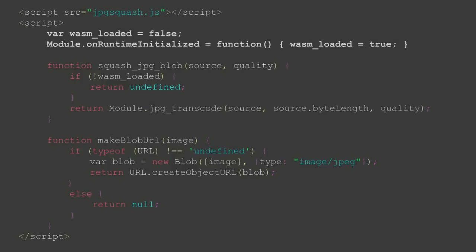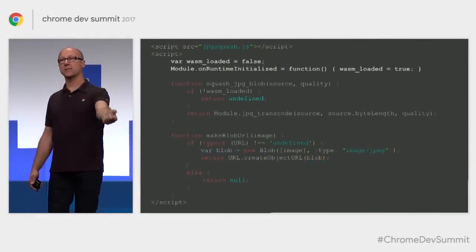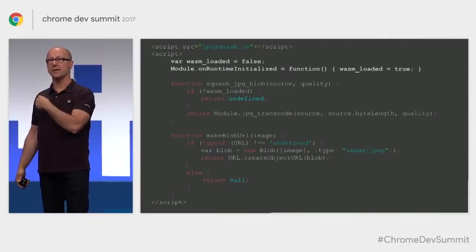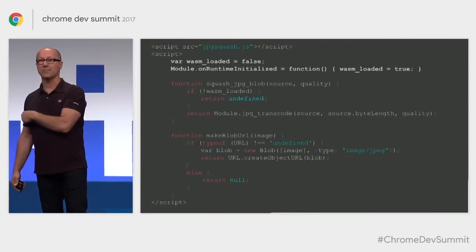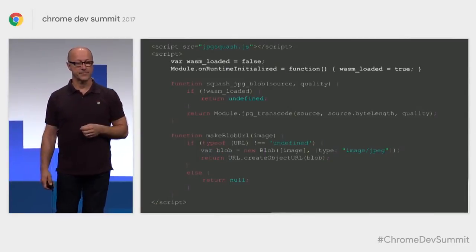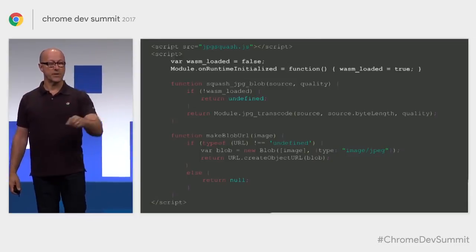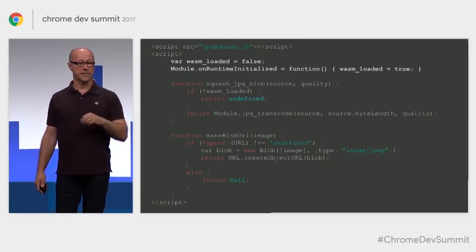So in the background, the browser is compiling the WebAssembly module to machine code while the rest of your page is continuing to load. So they're running in parallel. Now, in a future version of Chrome, we're going to change this, and we're actually going to have streaming compile. So as the WASM module is coming across the wire, it will be compiling at the same time, which will give you faster startup. So I set this property on the Module object, which is onRuntimeInitialized.